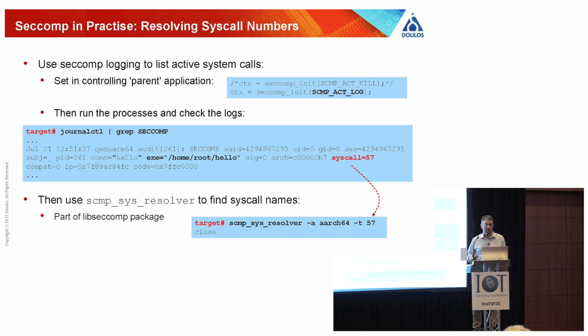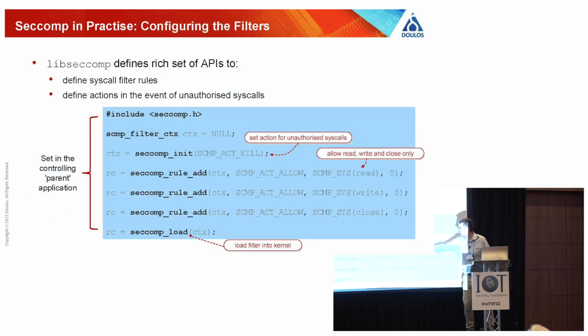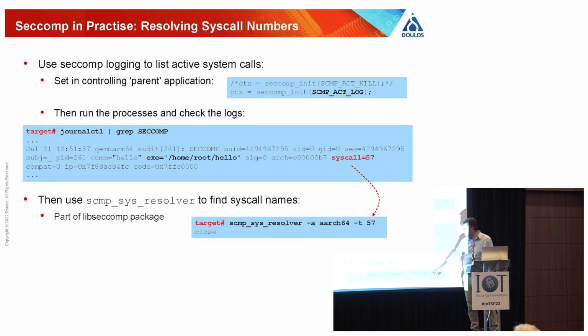That, in and of itself, isn't enough because these numbers vary by the architecture family that you're working with, which is why you may have noticed here, that's hidden behind a macro so that we can write portable code as well. The library provides a nice tool, a resolving tool. You tell it what architecture you're working with here, ARM64. You give it the number, and it gives you the system call. So you can build up a list of what you want your application to be able to do, and that obviously implies there's a whole other list of things that you don't want it to be able to do as well.